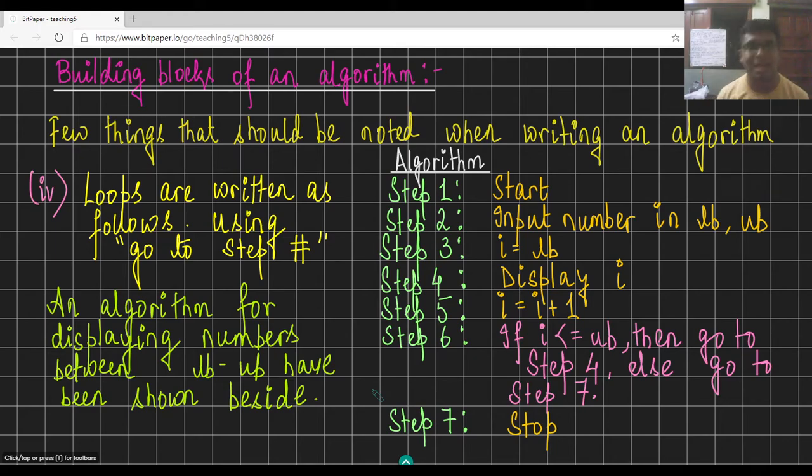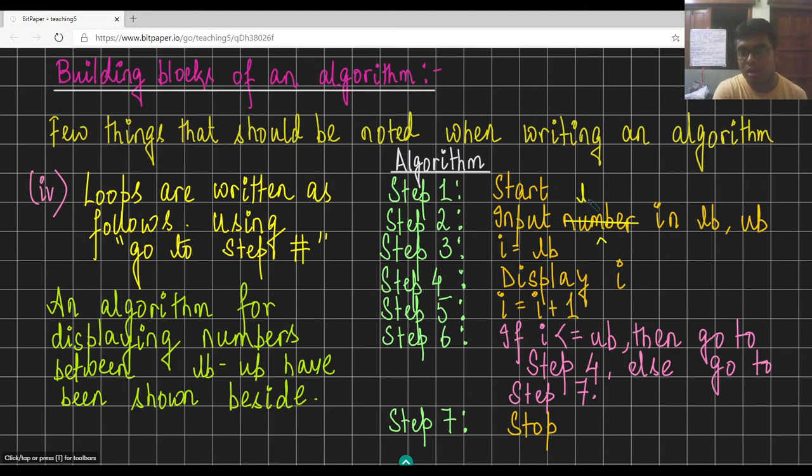The first step, as always, is start. The second step is to input number in LB, comma, UB. You can take multiple inputs separated by comma. You can write this in this way. There's no specific way. As I mentioned, algorithms are flexible. You can break this up into 2 lines, input a lower bound in LB, input. In fact, I should do that.